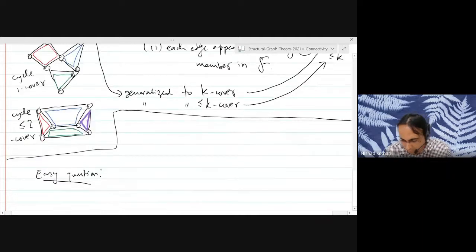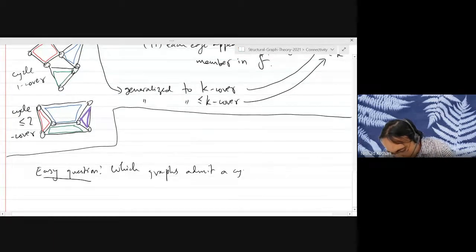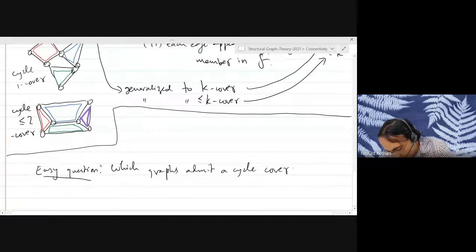Okay? So let me ask you the following question. Which graphs admit a cycle cover? I just want to cover all the edges using cycles. How many times I cover them is not a concern. Can anybody tell me what is the answer to this question?